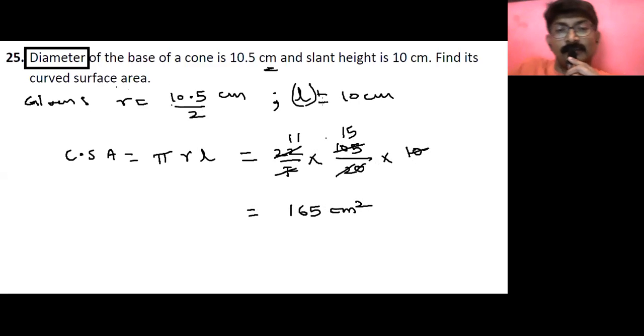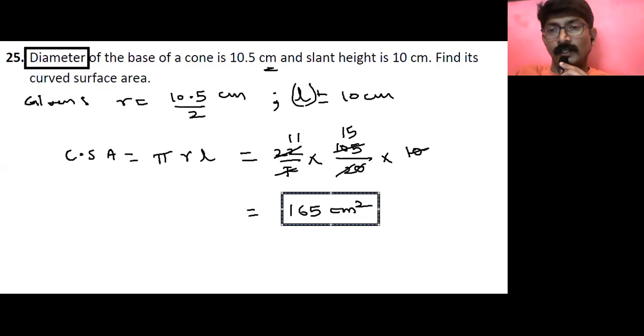So that's it. The curved surface area is 165 centimeter square. Isn't it very simple, student? I hope you finished till here. So please pause the video and copy this quickly in your book. Hurry up.